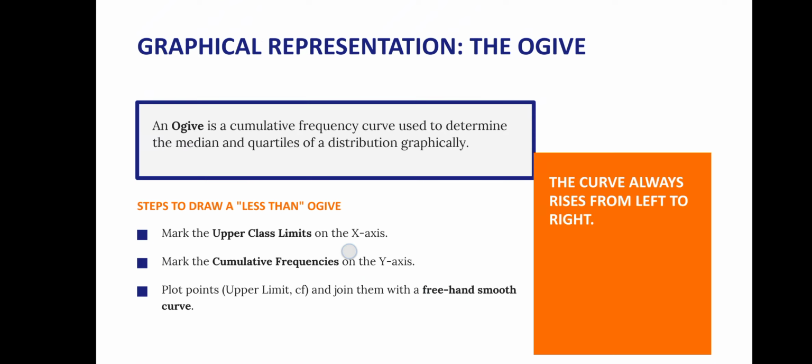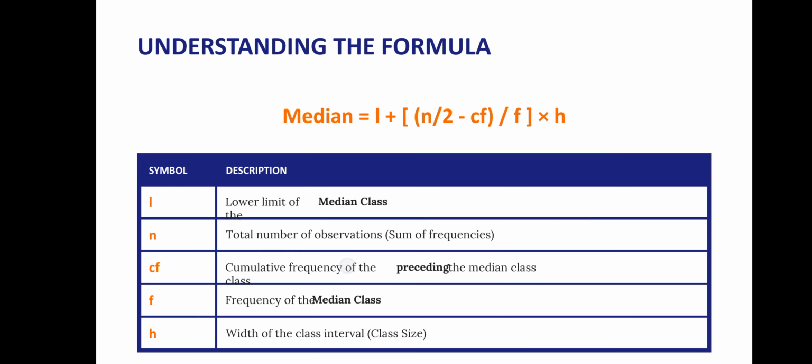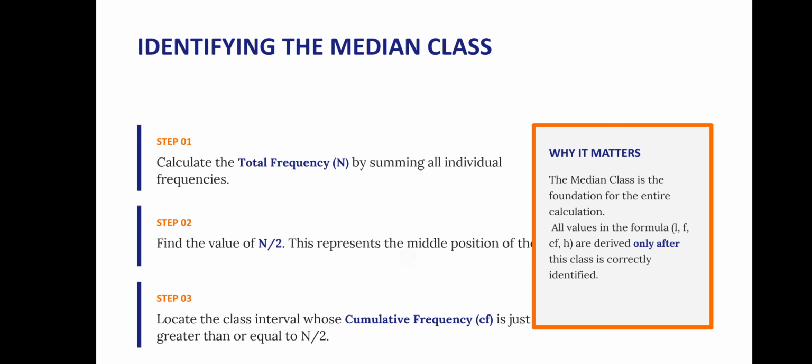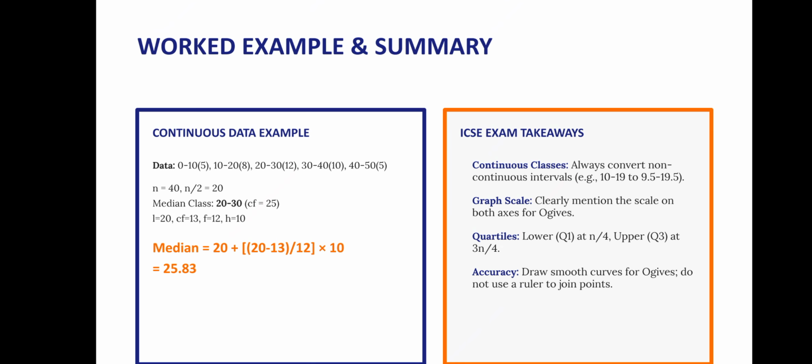So we can easily find it using that formula. The formula is given here. We discussed that formula: L plus n by 2 minus CF upon F into H. Just take care of the brackets also. So our median here is 25.83.